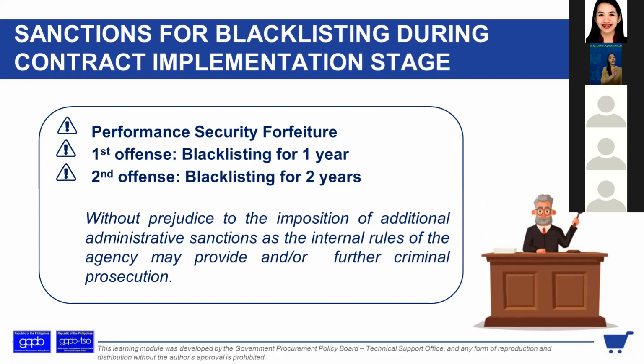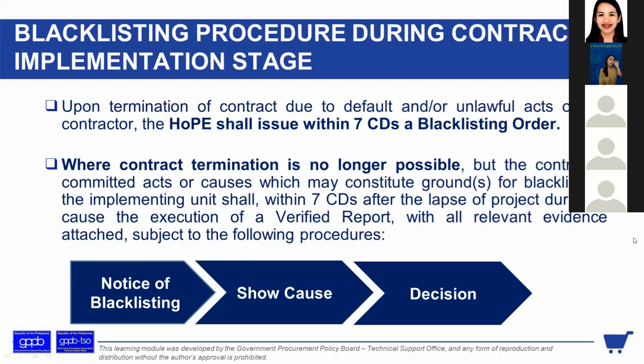So, the blacklisting procedure during the contract implementation stage, of course, as we said, is the notice of blacklisting, the show cause, and the decision. Upon termination of the contract due to default or unlawful acts of the contractor, the HOPE shall issue a blacklisting order within 7 calendar days. Where contract termination is no longer possible, but the contractor committed acts or causes which may constitute grounds for blacklisting, the implementing unit, within 7 calendar days after the lapse of the project duration, shall cause the execution of a verified report with relevant evidence attached, subject to the following procedure.